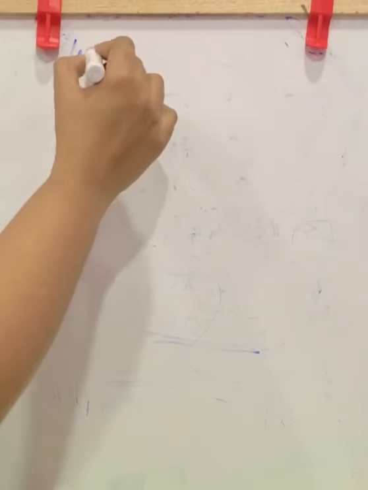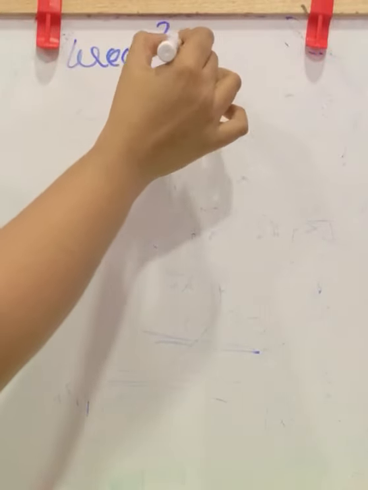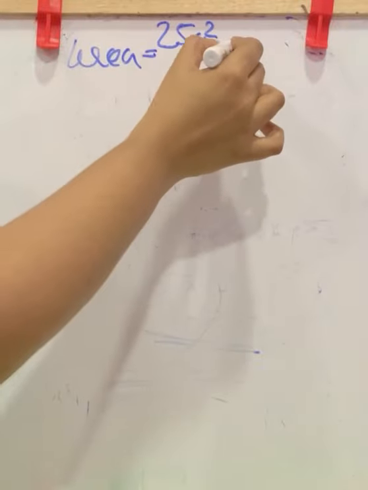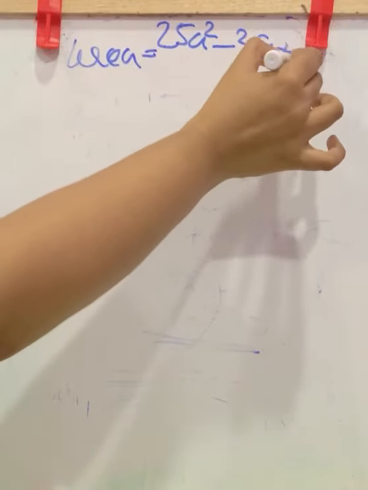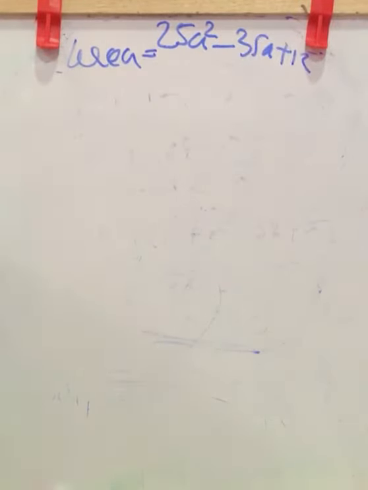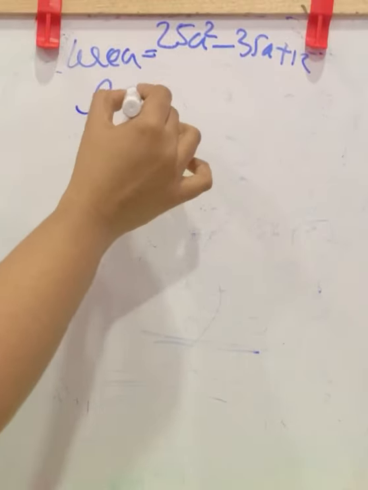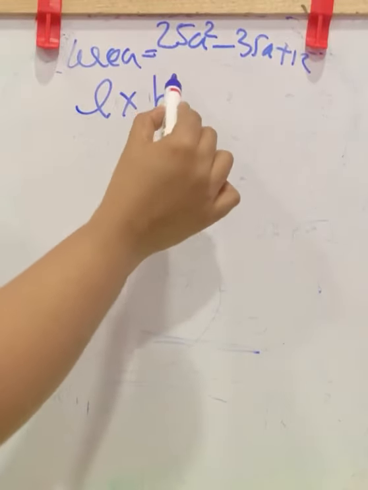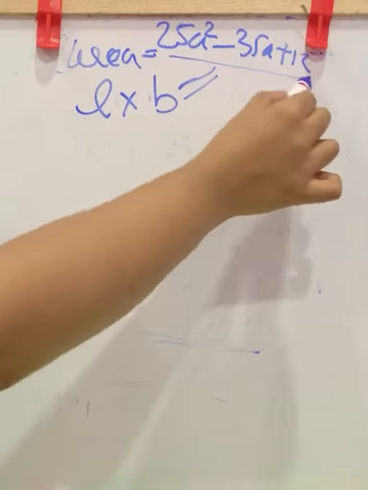Give possible expressions for the length and breadth of the following rectangles whose areas are given. Area is 25a square minus 35a plus 12. You know an area of rectangle means length into breadth. That is the result given here.